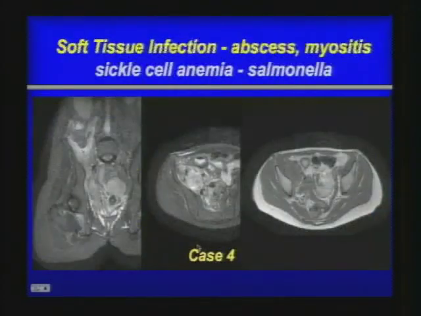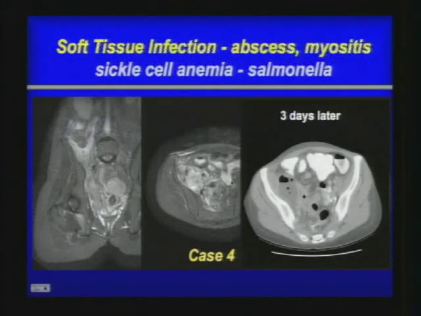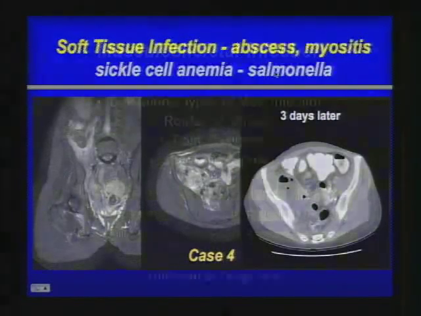This is case number 4. This is a patient that had these extensive soft tissue abnormalities located at the iliopsoas muscle. You have little air collections in here, which really tell you that this is infection, which are better seen on the CT 3 days later when there was a drainage performed. And this was a patient with sickle cell anemia and abscess formation, and this was due to salmonella.